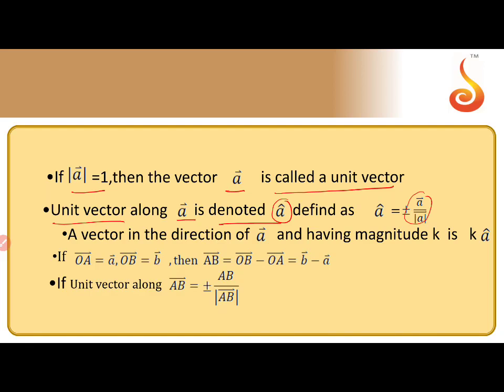Next, a vector in the direction of a bar having magnitude k is taken as k into a cap. That is just a formula to remember here.